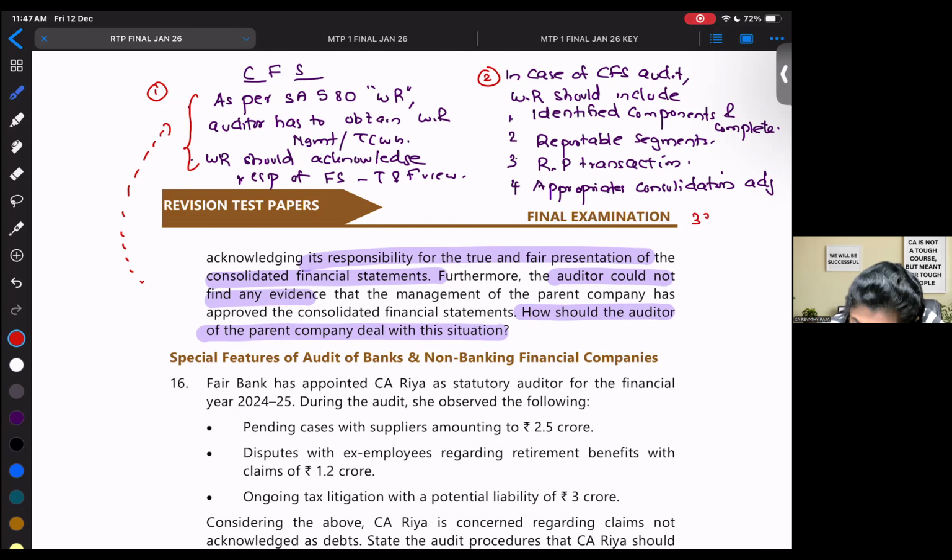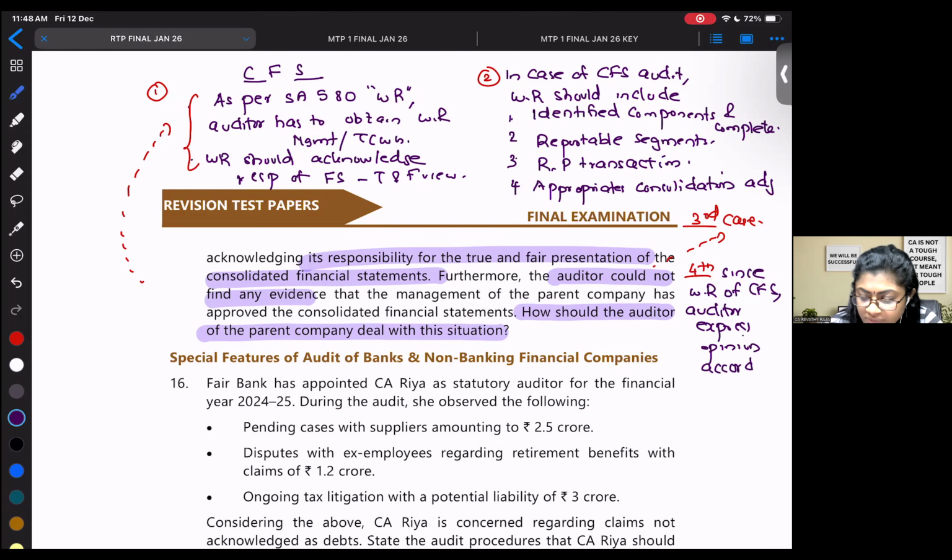Second para. Third para, in the given case, management did not provide representation for CFS. Fourth para, how will you conclude? Can someone say? Since the parent company has not provided written representation of CFS, the auditor shall express opinion accordingly as per 705. You will give a modified opinion now. Without representation, you can't give a clean opinion.